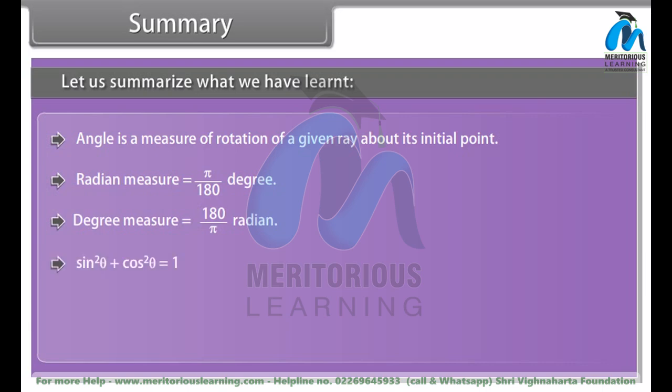Sin square of theta plus cos square of theta is equal to 1. Sec square of theta is equal to 1 plus tan square of theta. Cosec square of theta is equal to 1 plus cot square of theta.